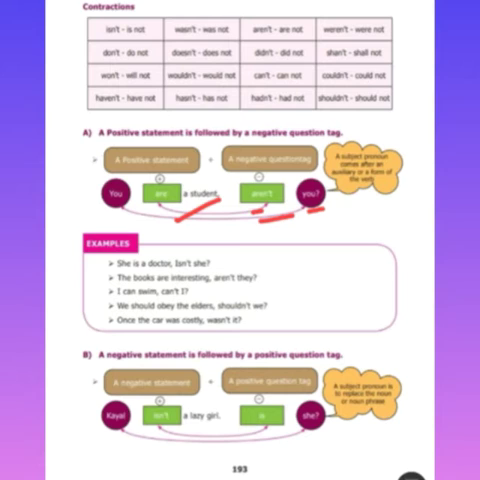Now let us look at some examples. She is a doctor, isn't she? The books are interesting, aren't they? I can swim, can't I? We should obey the elders, shouldn't we? Once the car was costly, wasn't it?